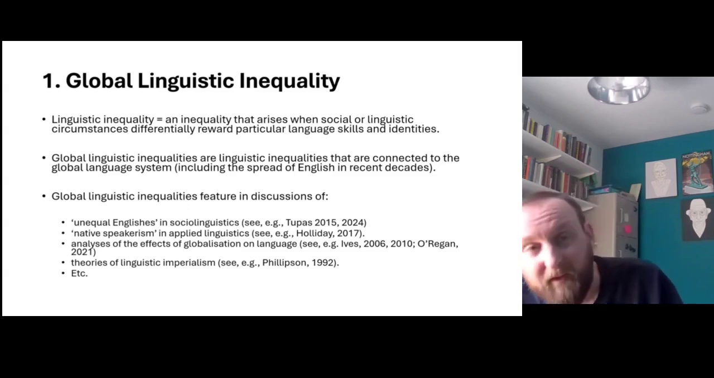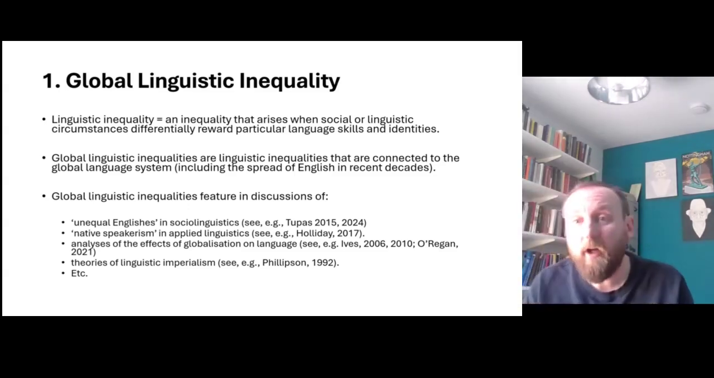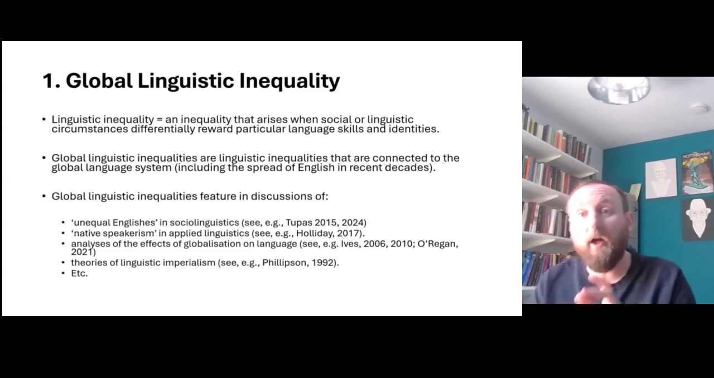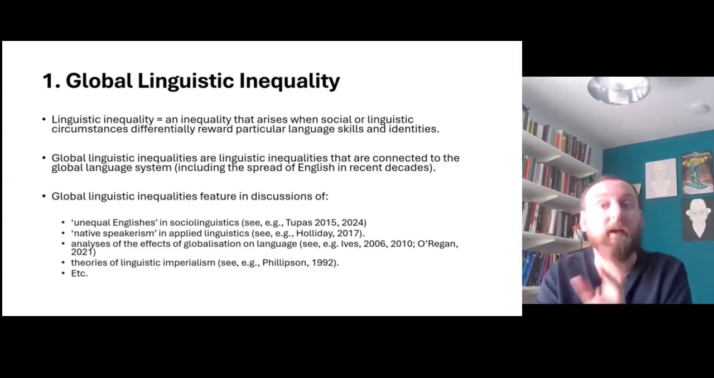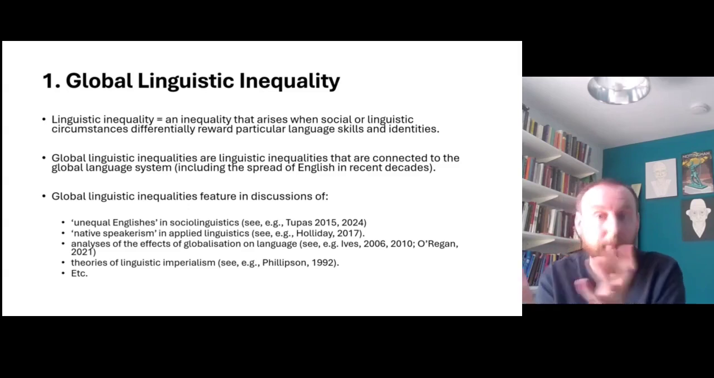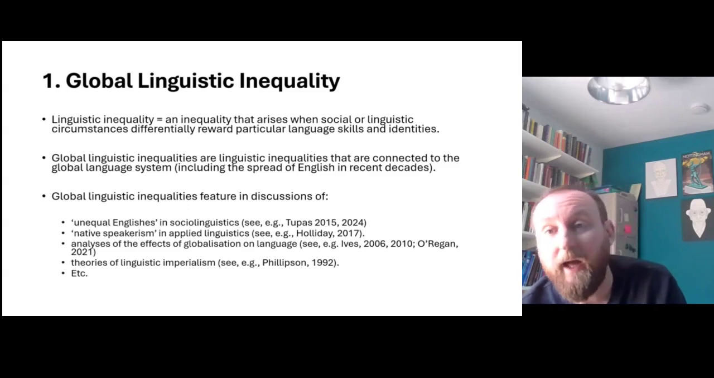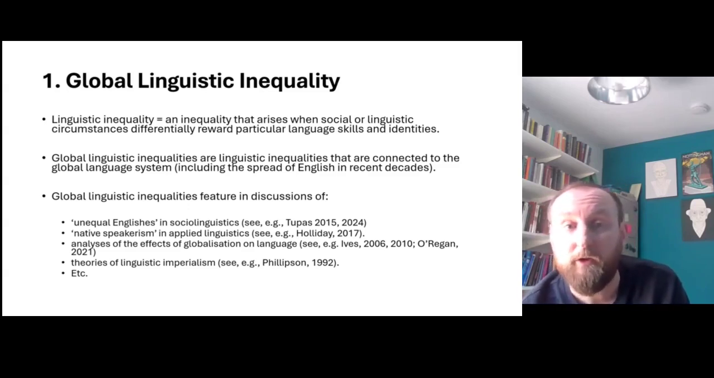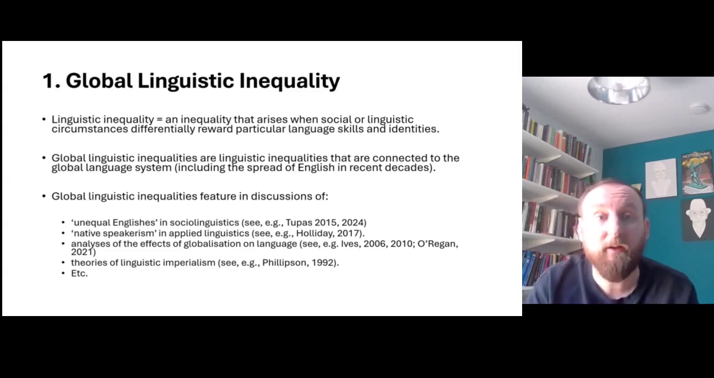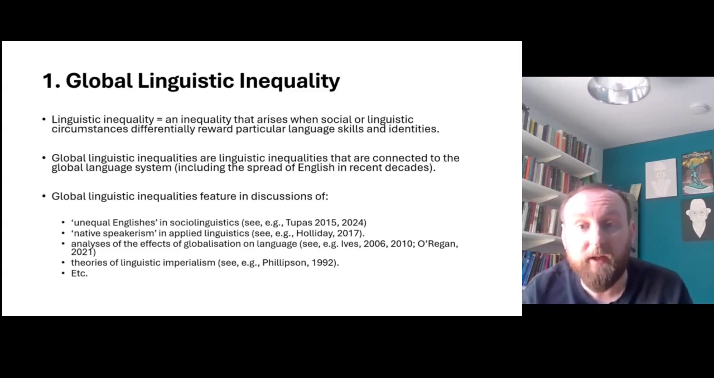Thank you. So global linguistic inequality. So global linguistic inequalities are linguistic inequalities. And by linguistic inequality, we mean an inequality that arises when social or linguistic circumstances differentially reward particular language skills or identities.